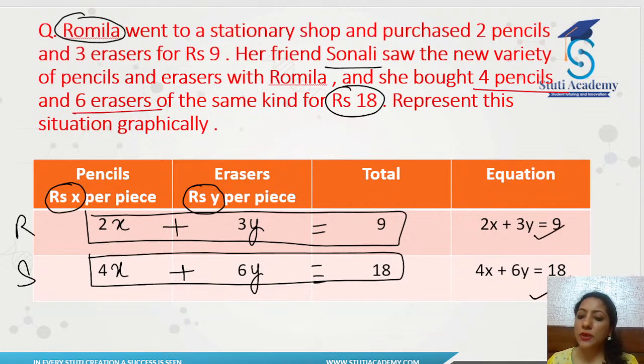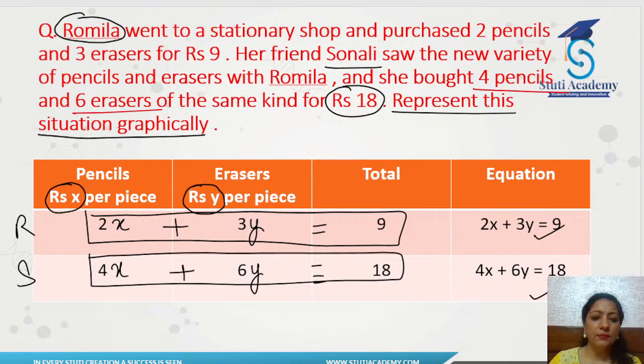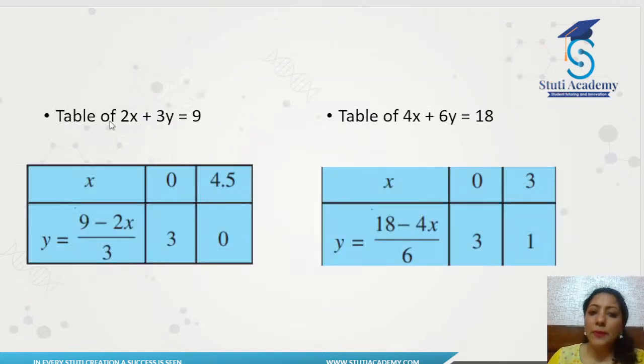Now we have these two equations. We'll be dealing with the same. We have to represent this situation graphically. So we have to draw graphs of these two equations on the Cartesian plane. Now we'll do it in the same way as the previous question. We are going to make the table of 2x plus 3y is equal to 9. We'll put some values of x and y.